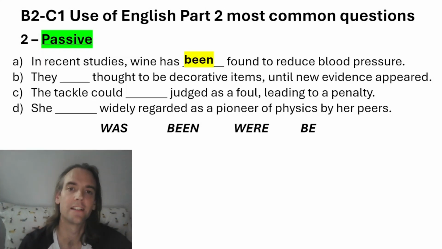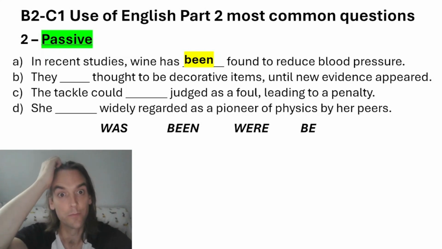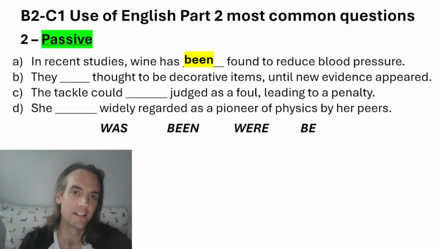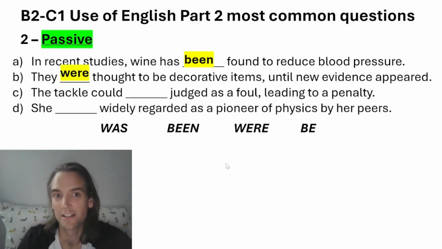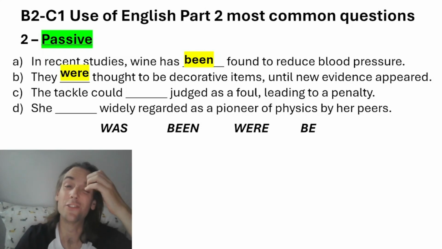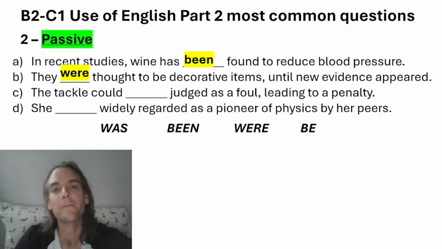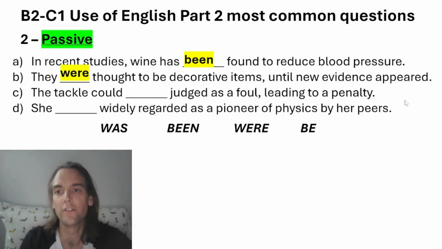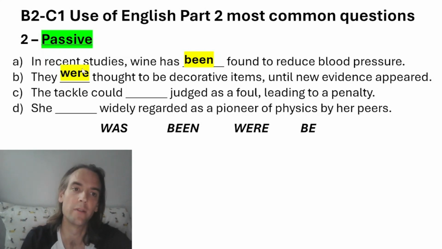Of course, A is has been found. We are talking about recent things, so we're going to use present perfect. That's why it has been found. B is a nice one. New evidence appeared, well then we're going to need a past tense, because they thought that in the past, it was thought. You could even say had been thought, but we've only got one word in part 2, haven't we? But the clue was new evidence appeared, so we must be talking about the past.